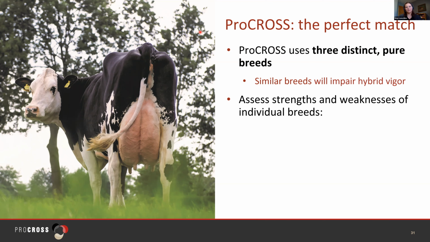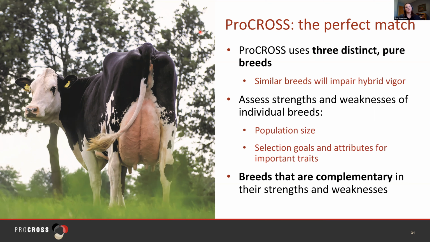Then assess the strengths and weaknesses of the individual breeds. Pay attention to the population size and those selection goals for the traits that you really care about and that are important for the profitability, okay? And then last, we like breeds that complement each other in their strengths and weaknesses. If we pick all breeds that are really high production breeds, guess what? We're going to get a high production cow that really lacks on the functional traits and lacks on fertility and health. So it's not just enough to pick the top milking breeds. We need a whole package here for a cow that's going to last and be profitable.